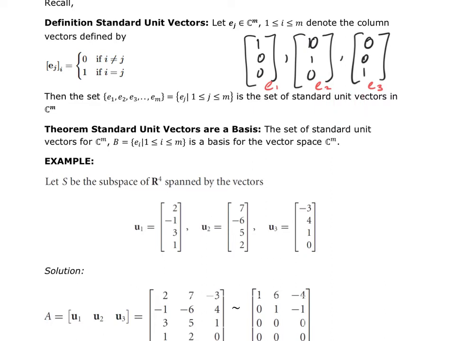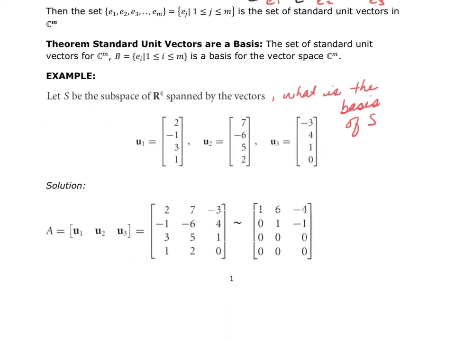So if I'm trying to determine whether or not my 4 vectors here are a basis, we let S be a subspace of R4, so we're in real number entries where I've got 4 entries per vector. We want to span by this. And what we're trying to determine is what the basis would be. I guess I should ask that, what is the basis of S? Because that's kind of important.